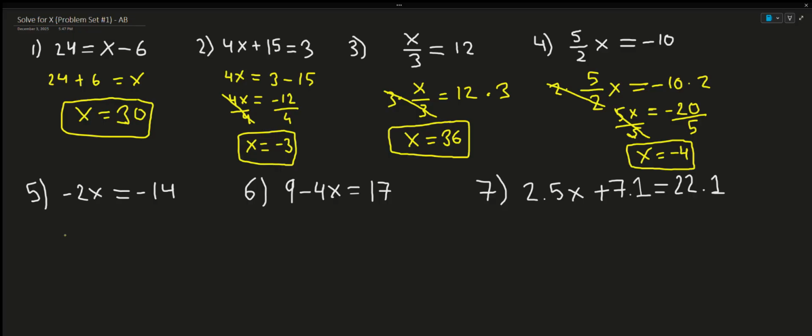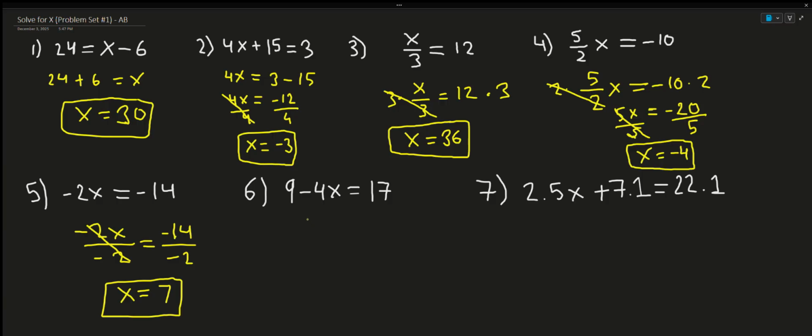Next problem. Minus 2x is equal to minus 14. So we can simply divide both sides by minus 2. So minus 2x over minus 2 is equal to minus 14 over minus 2. Cancel both sides. x will equal, now because they're both negative, we're going to end up getting a positive result. So negative 14 divided by negative 2 gives us positive 7.